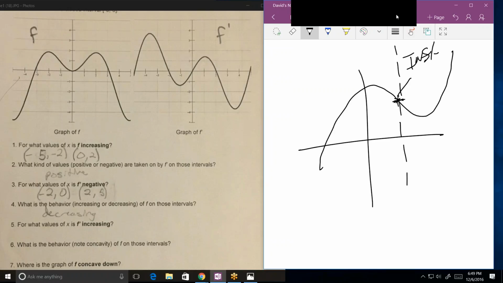Think of, you know what inflection means in terms of voice? If I talk really low and go really high, somewhere in between there was an inflection point where I changed it. If the second derivative is equal to zero, that is an inflection point.